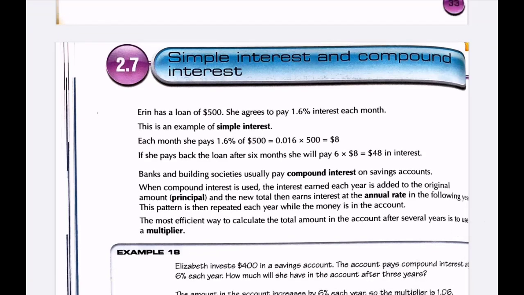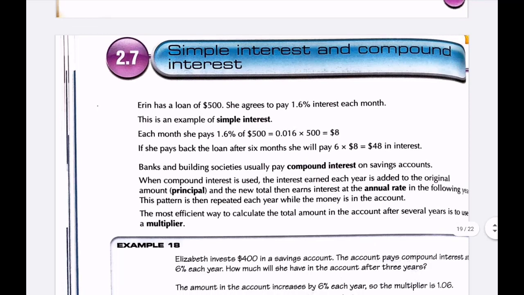Erin has a loan of $500. She agrees to pay 1.6% interest each month. This is per month. This is an example of simple interest. Each month she pays 1.6% multiplied by 500, which means $8 she is paying in interest. This is called simple interest. If she pays back the loan after 6 months, she will pay 6 multiplied by $8, $48 in interest.